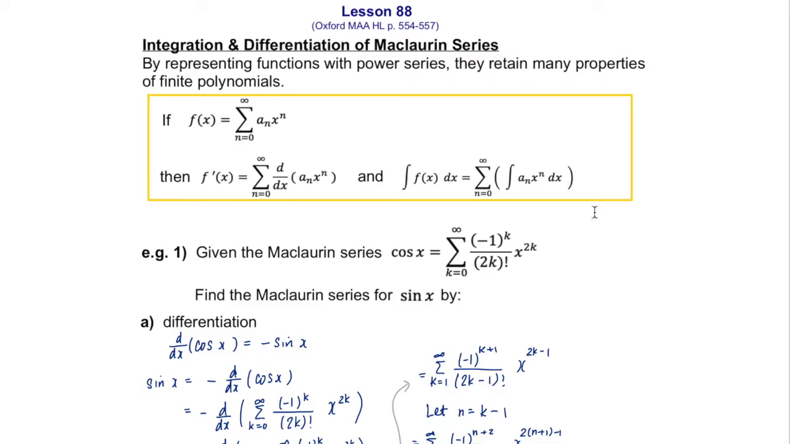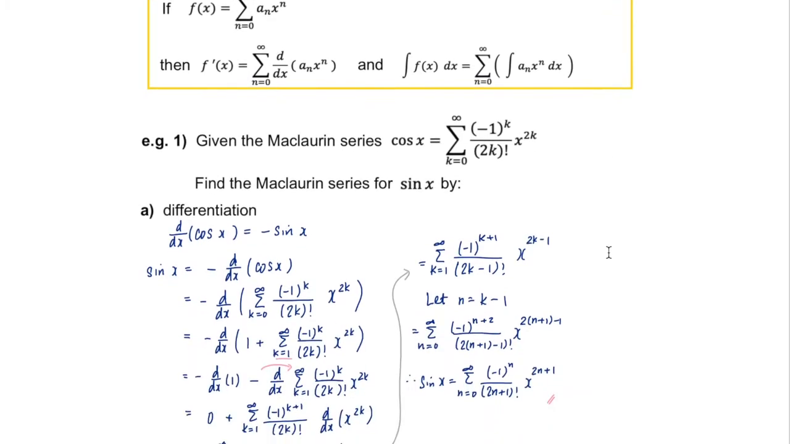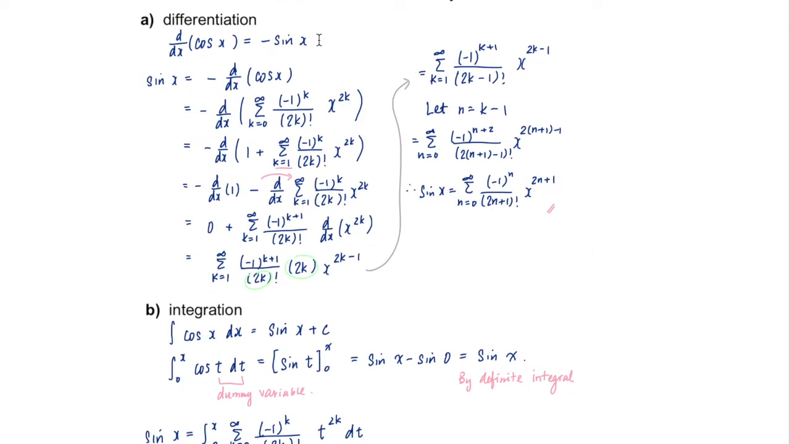Okay. In example 1, we will be looking at the Maclaurin series of cosine x and try to find the Maclaurin series for sine x by using differentiation as well as integration. So let me walk you through this. When we want to come up with the function sine of x from cosine x, I know that the derivative of cos x is equal to negative sine x, which means that I can represent the function sine x as the negative of d cos by dx.